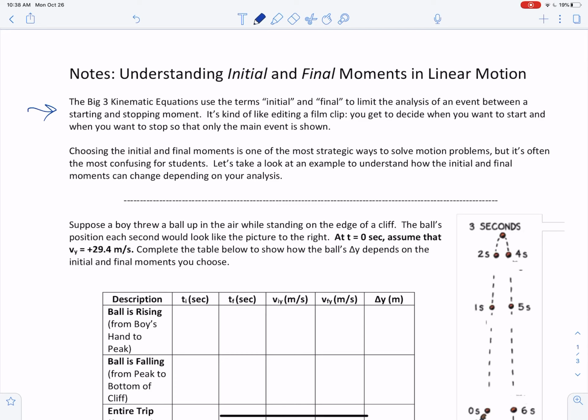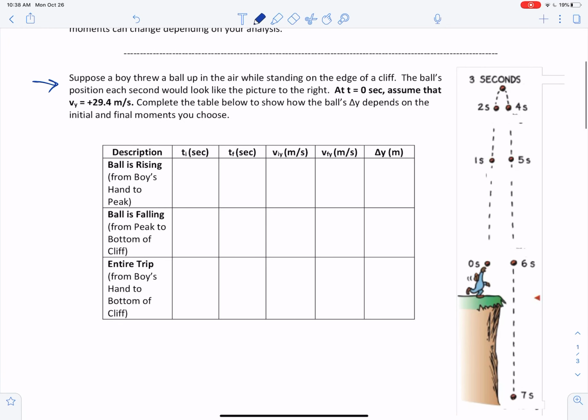So let's take a look at an example to understand how the initial and final moments can change depending on your analysis. And so here's the example down here, okay? Suppose a boy threw a ball up in the air while standing on the edge of a cliff. The ball's position each second would look like the picture to the right, okay? So we're outlining the position of the ball. As it's rising, the change in position shortens. As it falls, the change in position lengthens because it's accelerating under the influence of gravity.